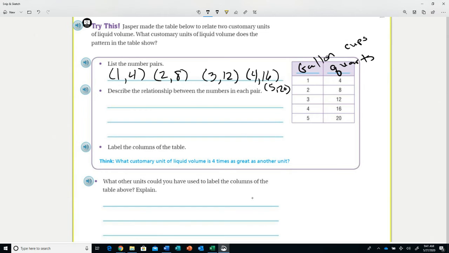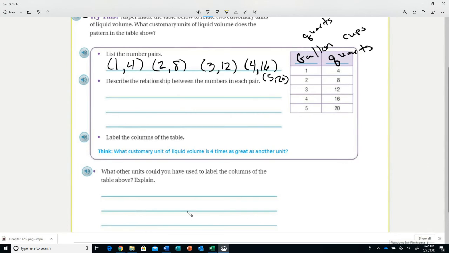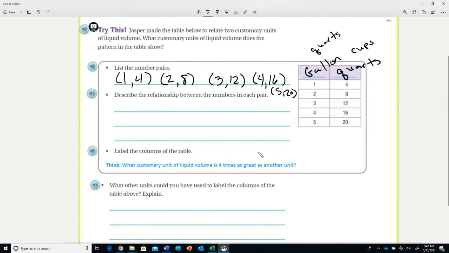another one could have been cups to quarts. There are 4 cups in 1 quart. There are 8 cups in 2 quarts. And the reason I put that is because I had to look this one up later in this lesson. So keep that in mind. Cups and quarts are also 1 to 4. Okay? All right. What other units could you have used to label columns? Oh, apparently I looked it up for the second part here. Cups and quarts. Go ahead and write that in as you want.